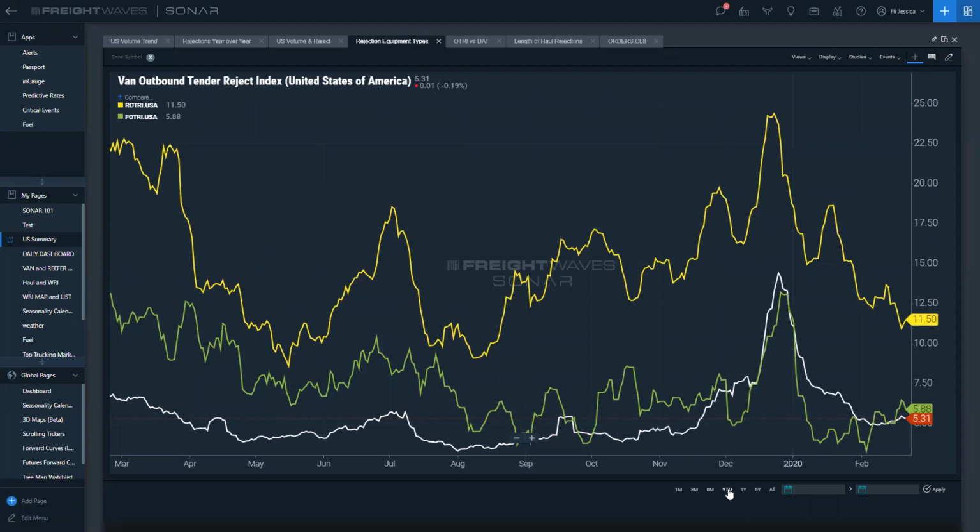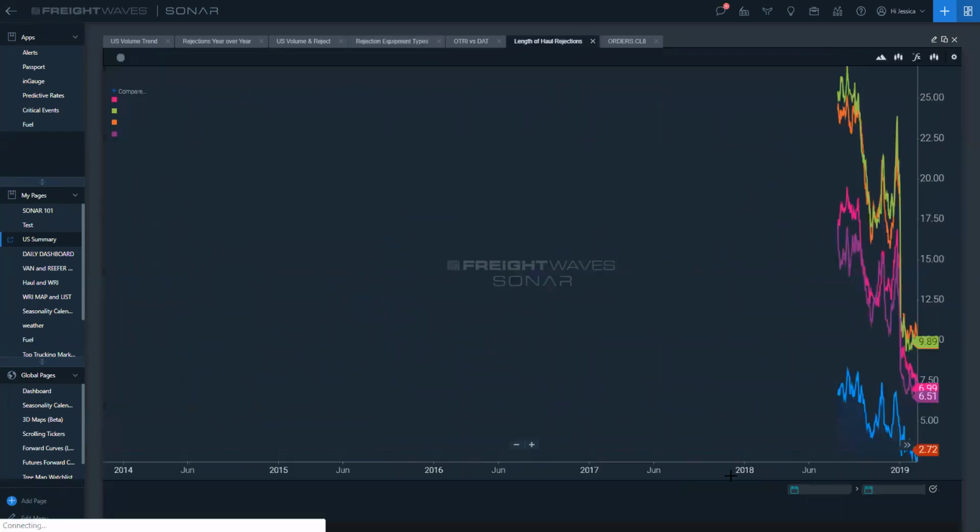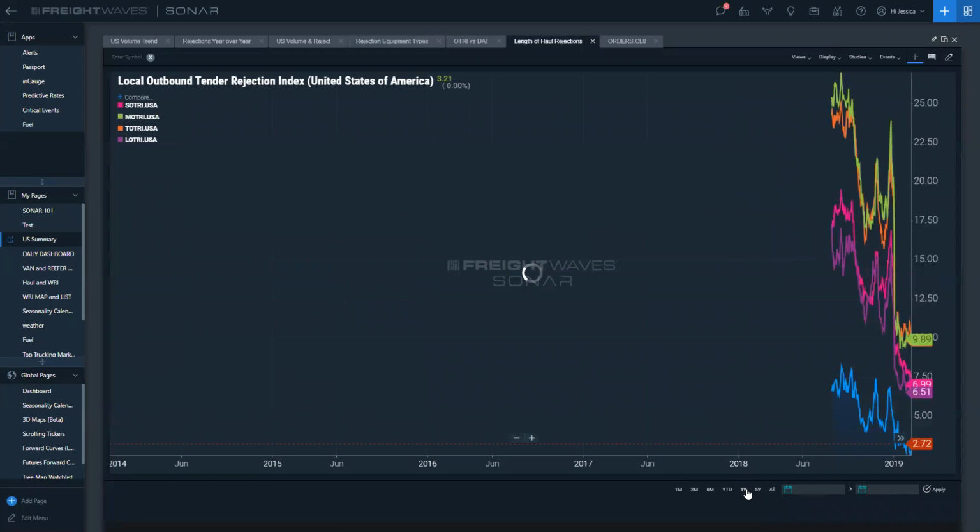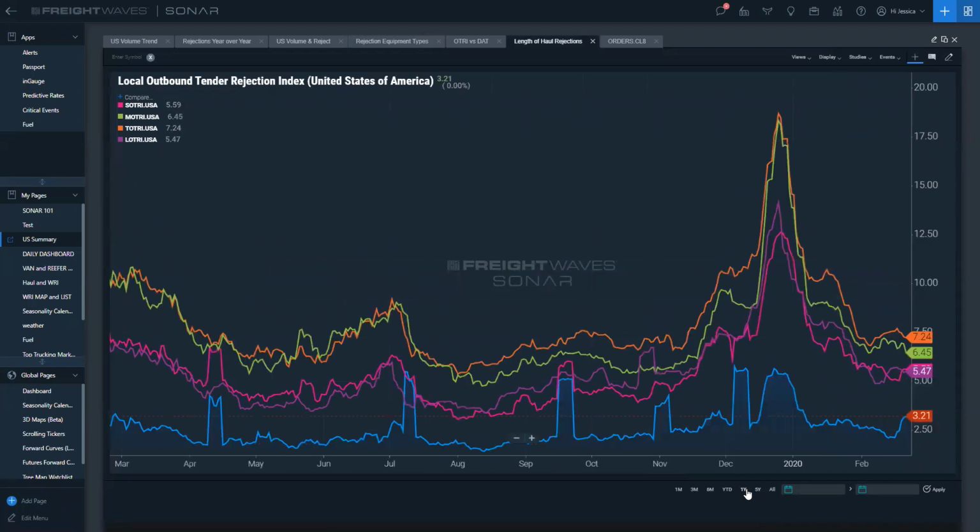Another granular level that we have is our length of hauls that you can view. You can view our length of hauls for van, our length of hauls for rejections. What you're seeing here is the different length of hauls we have available.